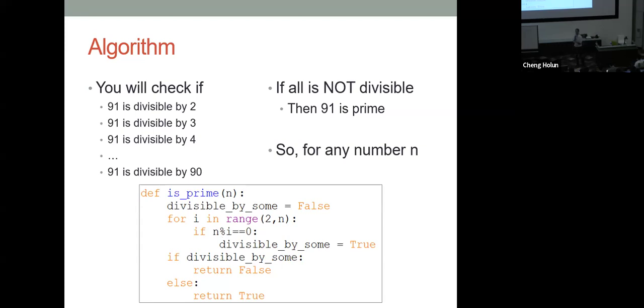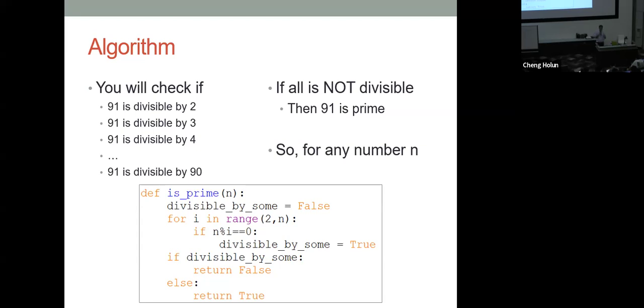Anyone? Yes? The remainder of n divided by i is equal to 0. Can you say it in more layman's English? It just means n is divisible by i, right? If n is divisible by i, then I set the variable divisible to true because some number is divisible. After I finish all the numbers, 2 to n minus 1, if all pass, then it's okay. So this code works.